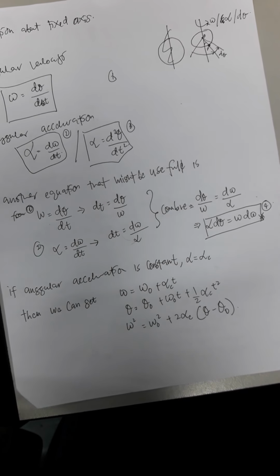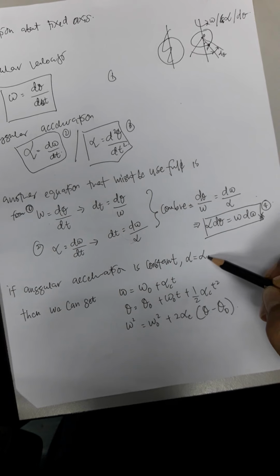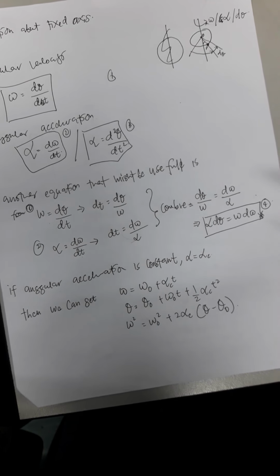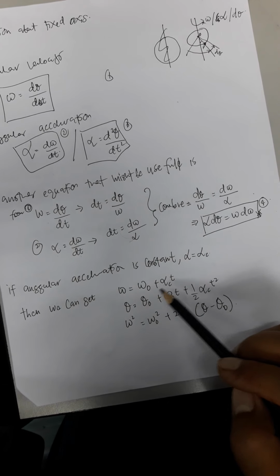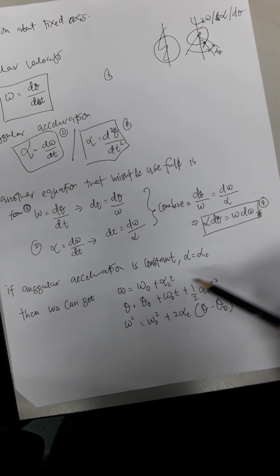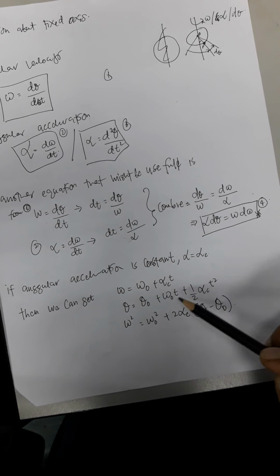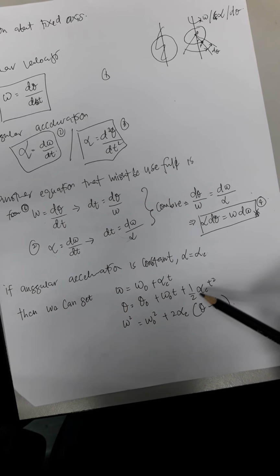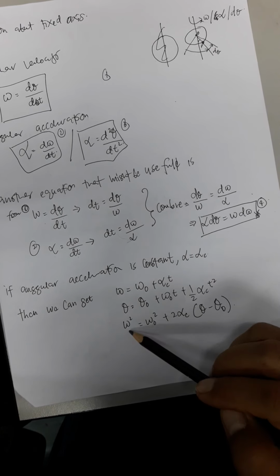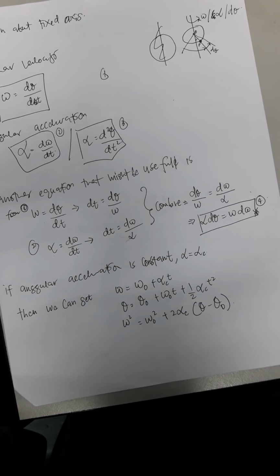Okay. Another one, if angular acceleration is constant, which is alpha equal to alpha c, where c denotes a constant, then the equations of rotational motion are: omega equals omega naught plus alpha c t, theta equals theta naught plus omega naught t plus half alpha c t square, and omega square equals omega naught square plus 2 alpha c multiplied by theta minus theta naught.